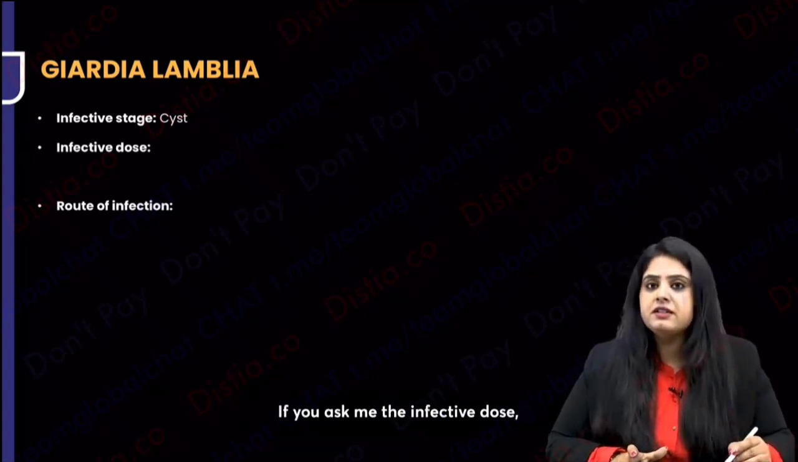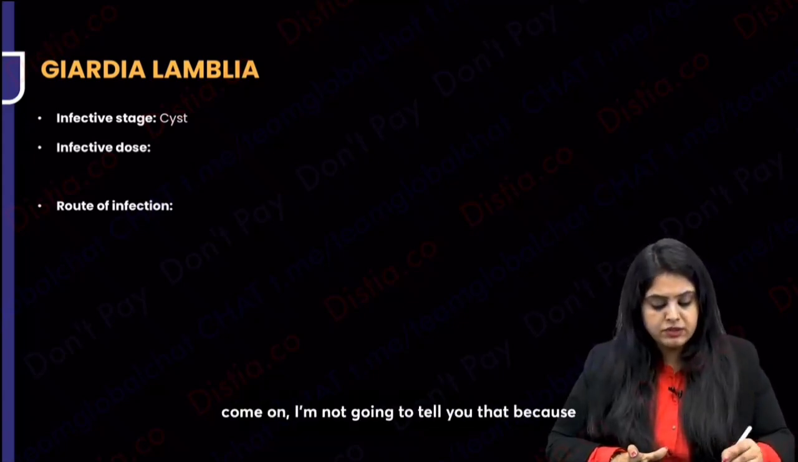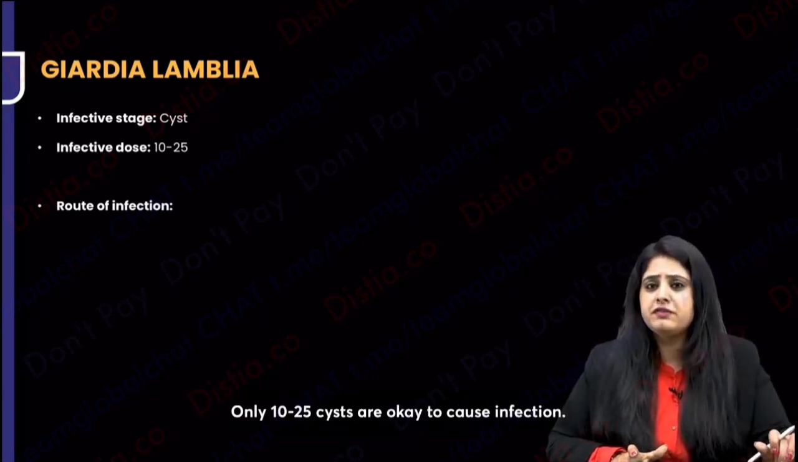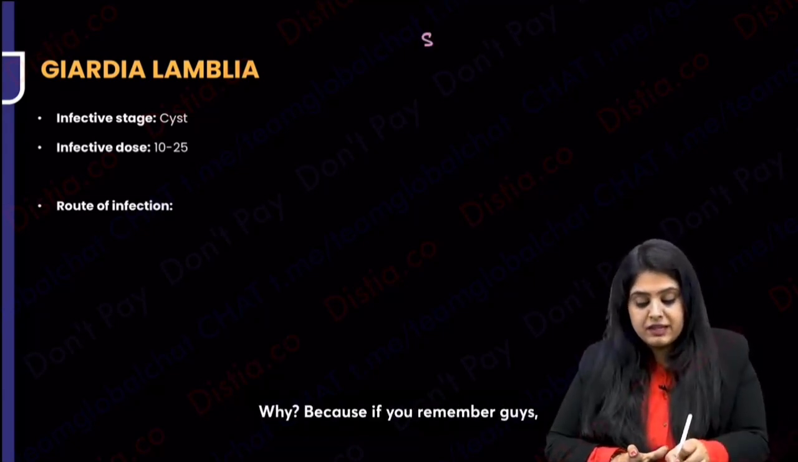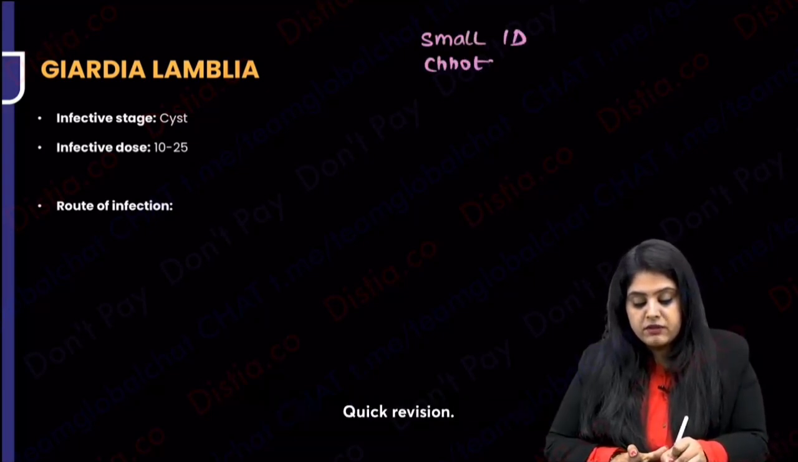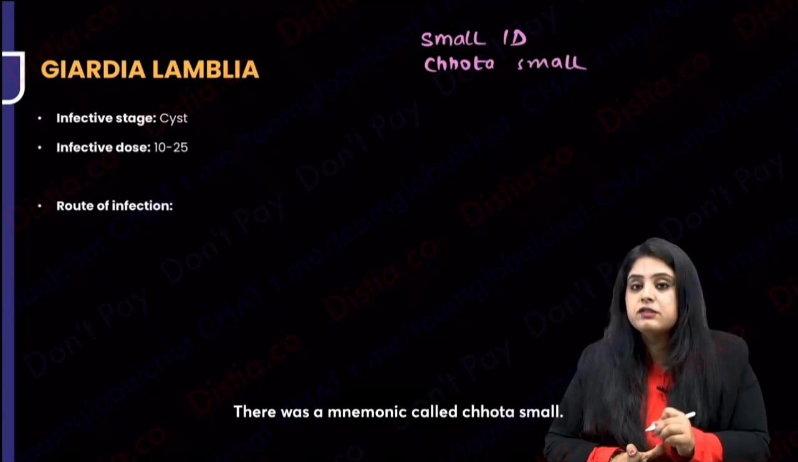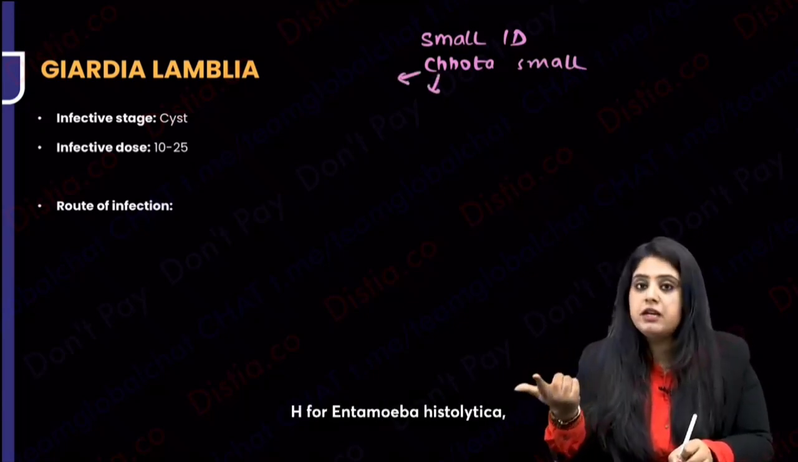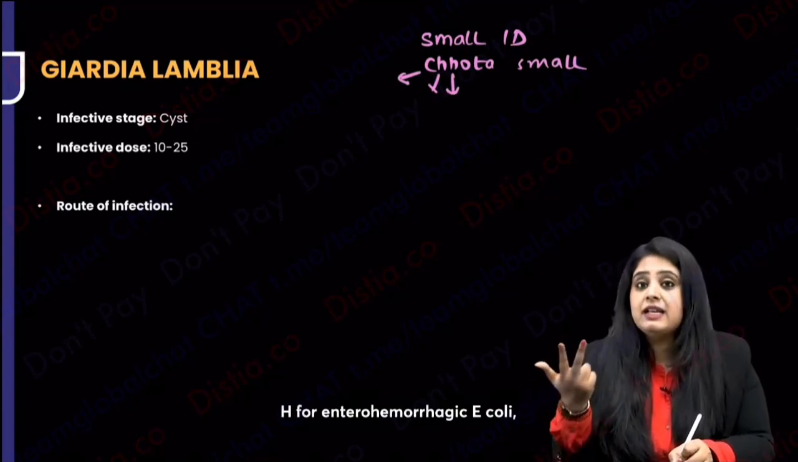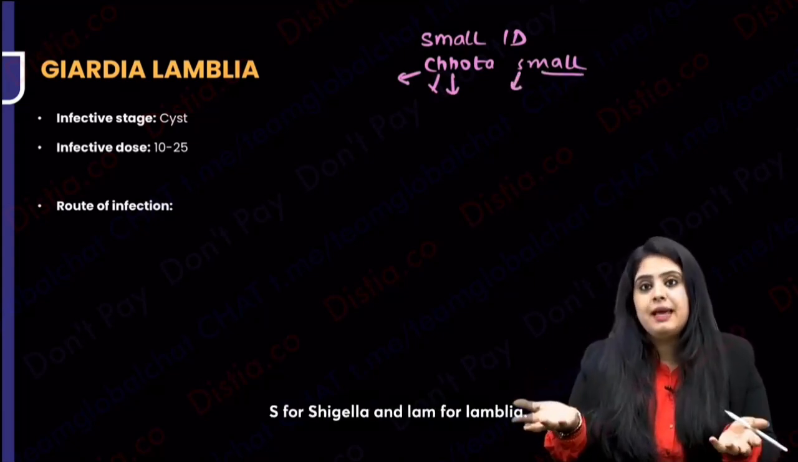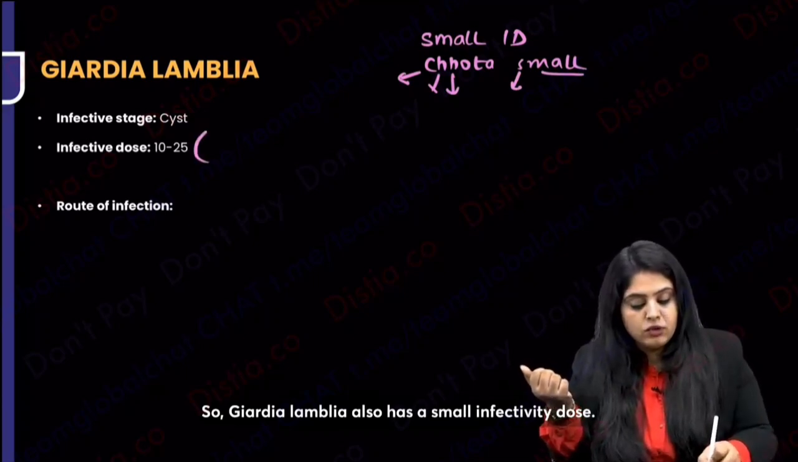If you ask me the infective dose, come on, I'm not going to tell you that because it has a very small infective dose. Only 10 to 25 cysts are okay to cause infection. Why? Because if you remember, guys, there was the small infectivity dose mnemonic. Do you guys remember? Quick revision. There was a mnemonic called Chota Small. I'm not writing it again. We've done it in detail. What is C? Cryptosporidium. H for Entamoeba histolytica. H for enterohemorrhagic E. coli. S for Shigella. And Lam for Lamblia. So Giardia lamblia also has a small infectivity dose.